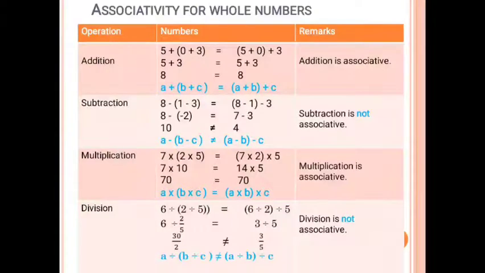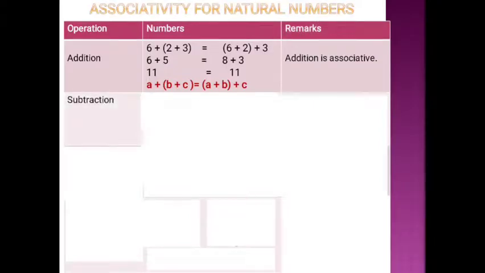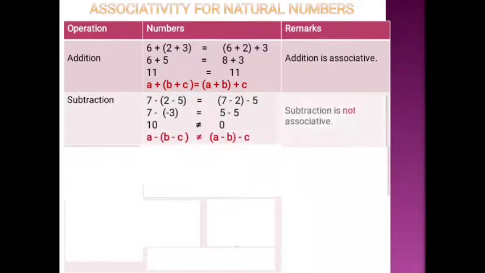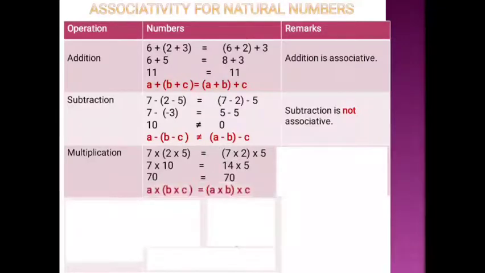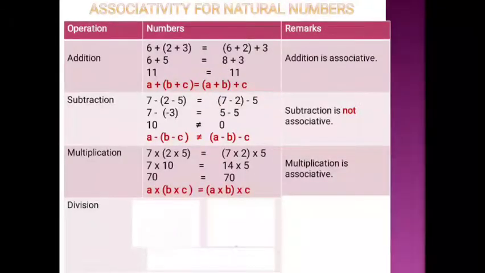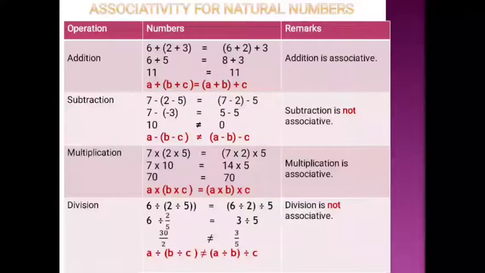Similarly, let us now check associativity for natural numbers. If we check associativity for natural numbers for all the operations, we see that addition is associative, subtraction is not associative, multiplication is associative, whereas division is not associative. So the associativity property for natural numbers for all the operations is exactly the same as that for the whole numbers.